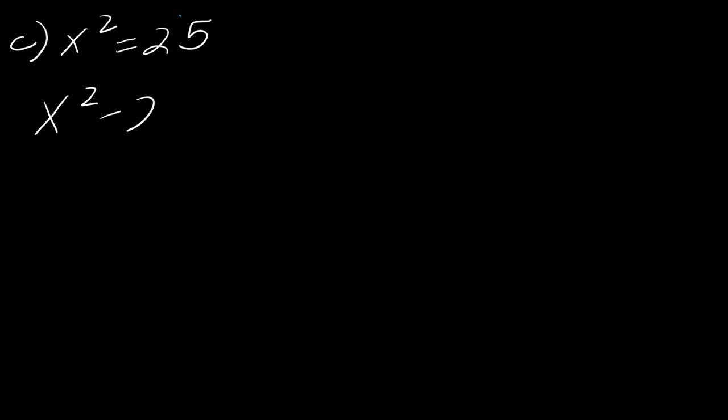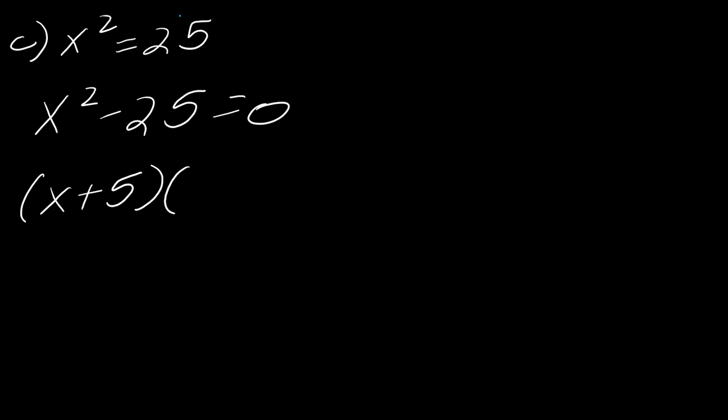So if I subtract off the 25, once I subtract off the 25, I can see why this will factor. So this becomes x plus 5 times x minus 5.